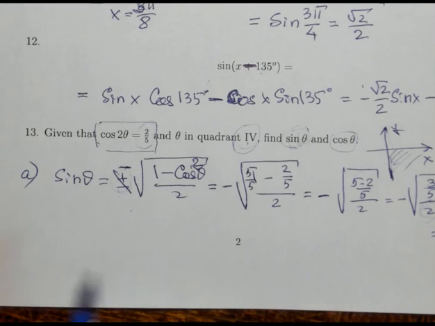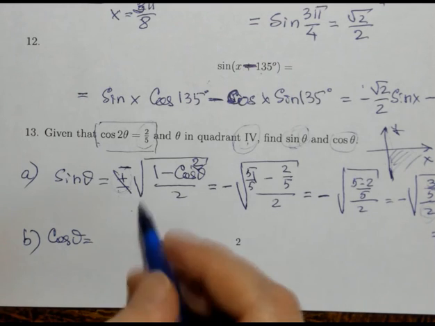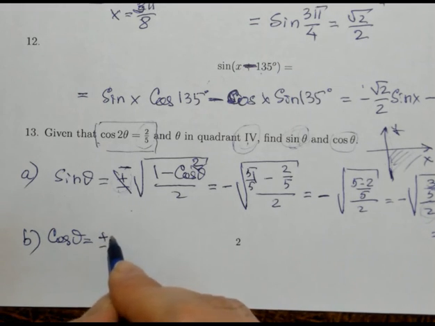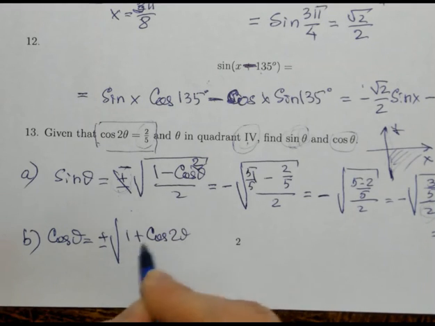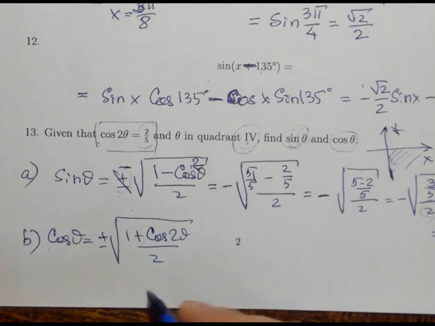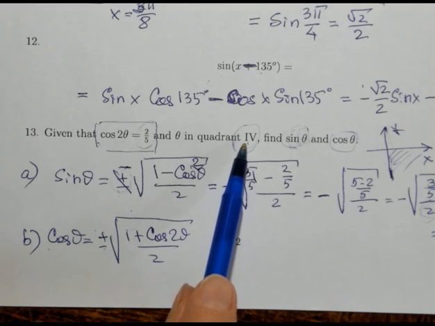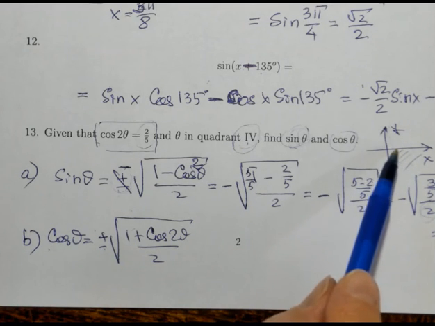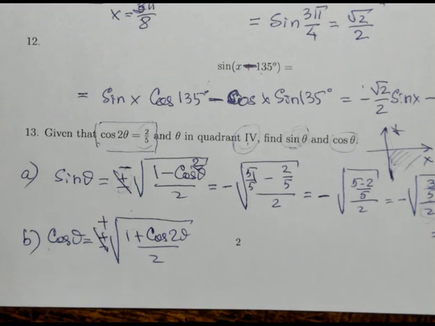Let us also find the cosine of theta. Cosine of theta, with a similar formula, is plus minus square root of (1 plus cosine 2 theta) over 2. So in the formula for cosine, we have plus here. And we choose the sign by looking at the quadrant. In this quadrant for cosine, the x-coordinate is positive, so we choose plus.